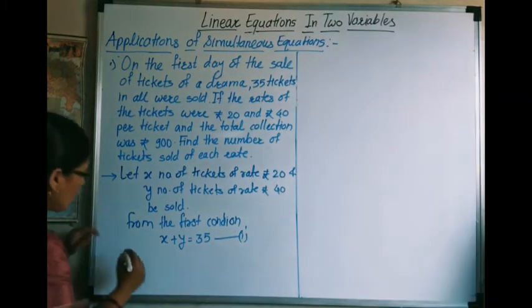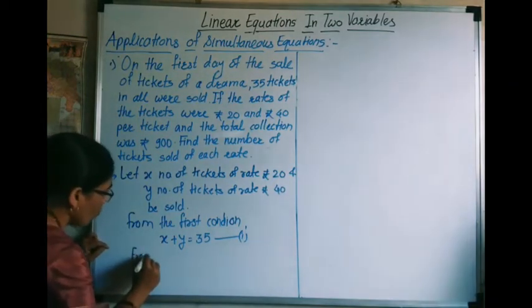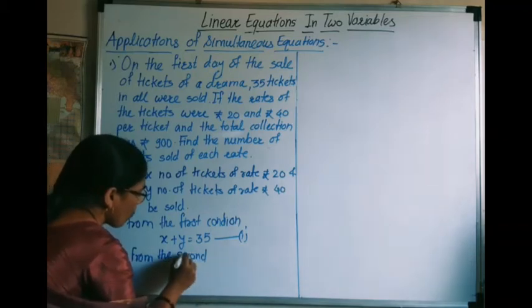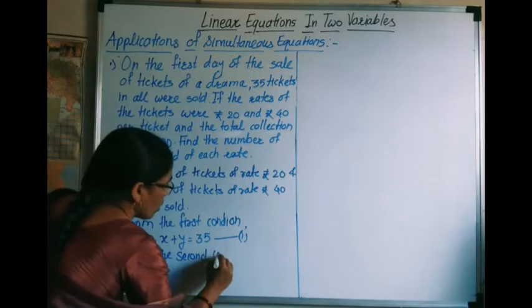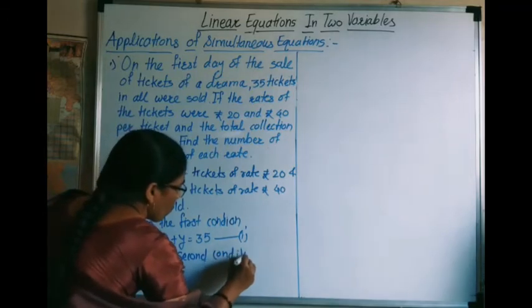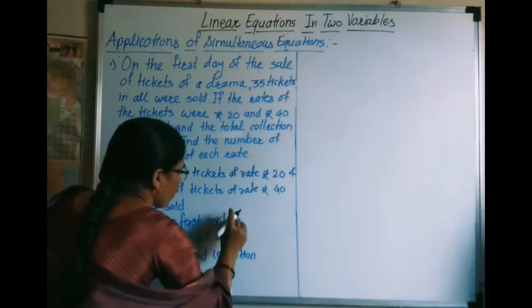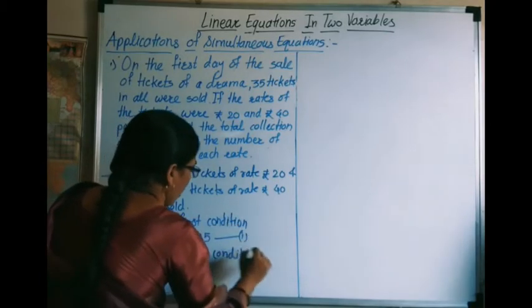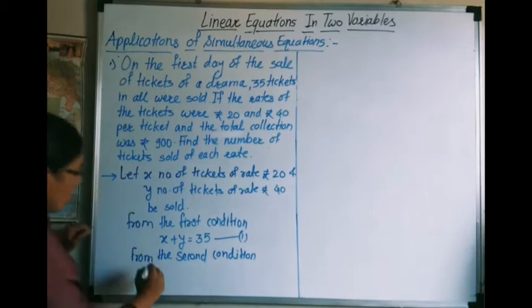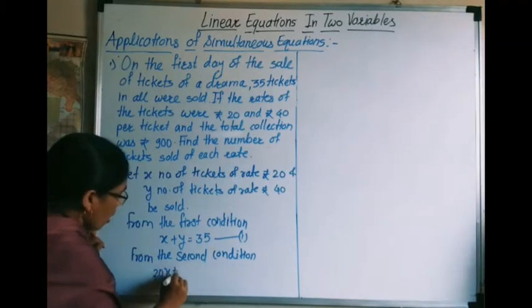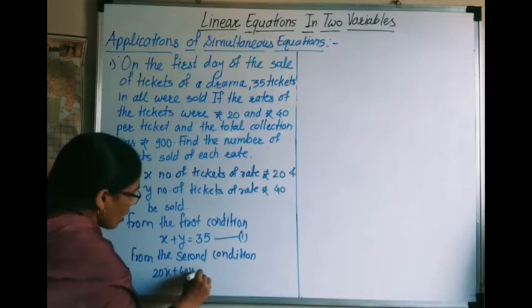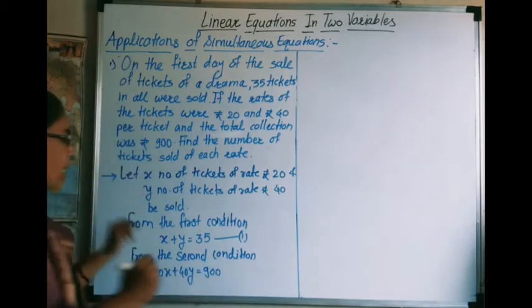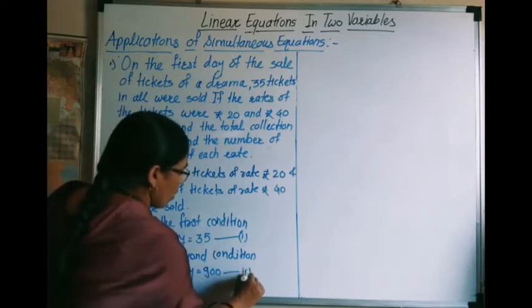So from the second condition we can write 20x plus 40y is equal to 900, because the total amount they got is 900. That is equation number 2.